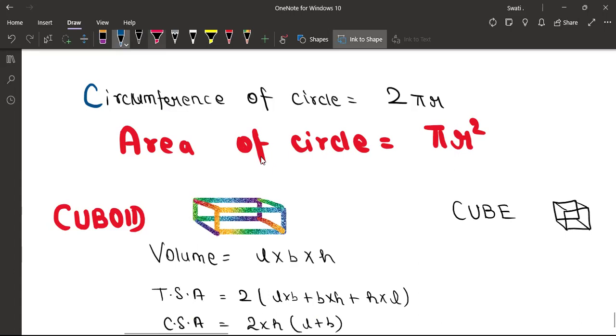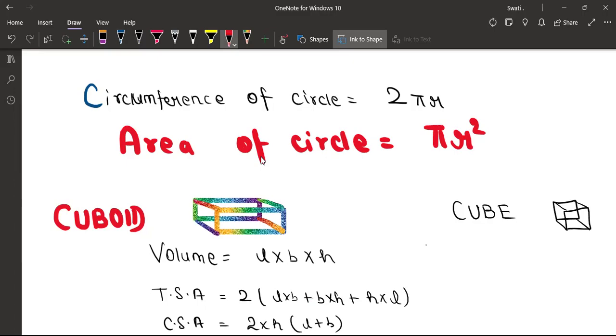So for the cube, our first formula is going to be, of course, volume. What is the volume of a cube? If the volume of a cuboid is length into breadth into height, then what is the volume of a cube? It's side into side into side.